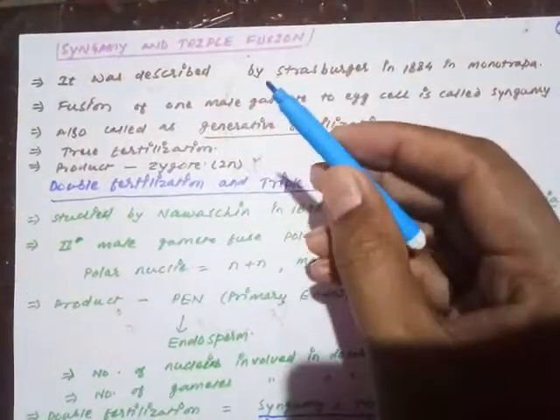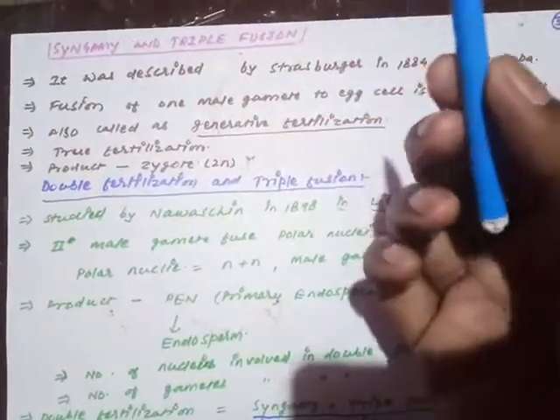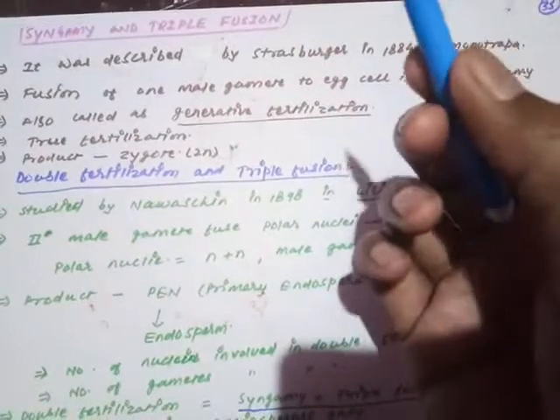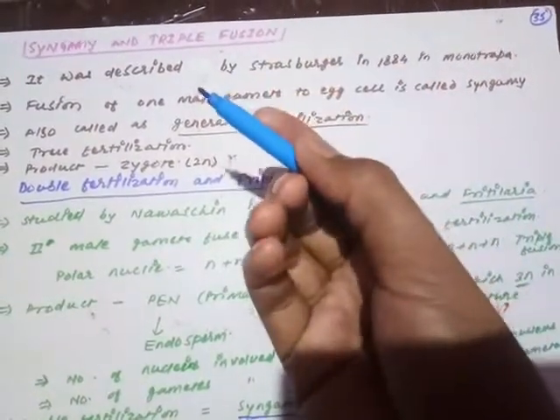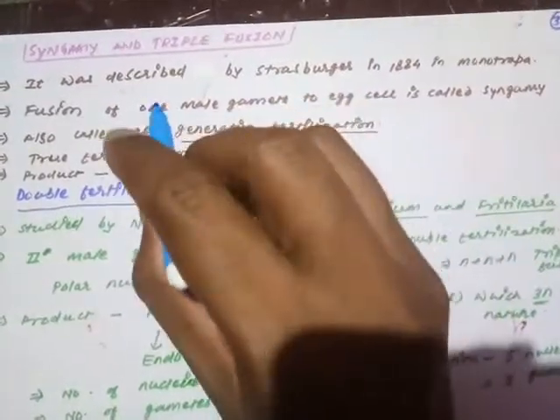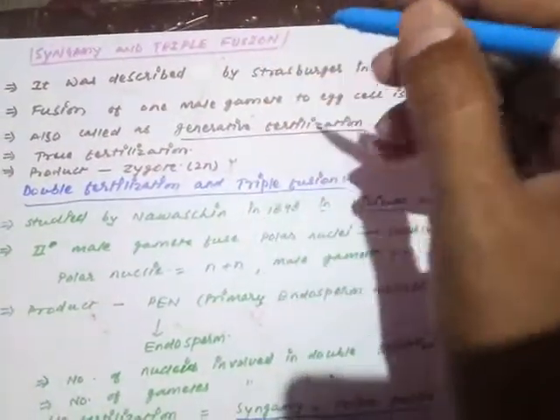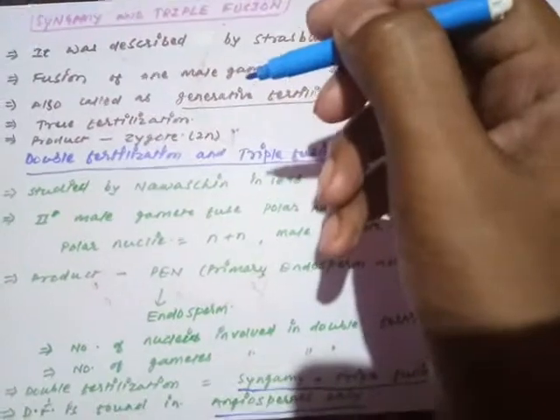What is syngamy? First of all, syngamy, you know very well: syn means together, gamos means marriage. So the fusion of male and female gamete is called syngamy. This is actually the fertilization. So syngamy is the fusion of male and female gamete. What is triple fusion? That we'll understand later on in the topic.